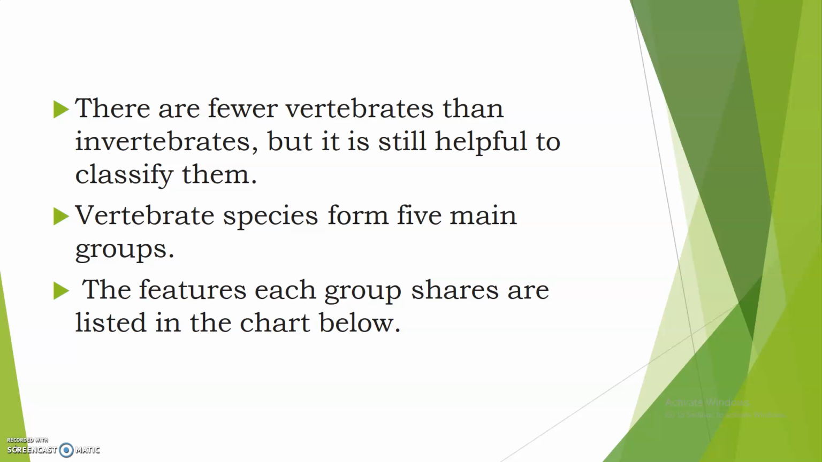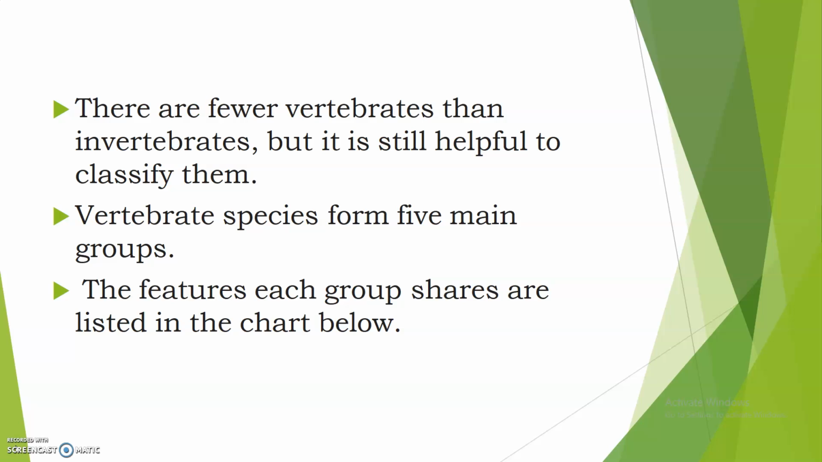So invertebrates were 70% and vertebrates were only 3%, right? So very few vertebrates are there compared to invertebrates. But still we have to study about them. It is important to classify vertebrates because there is a wide variety of vertebrates you can see.